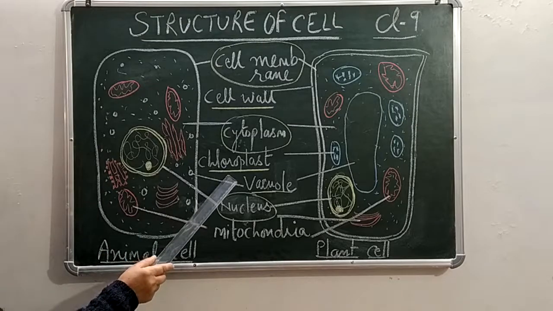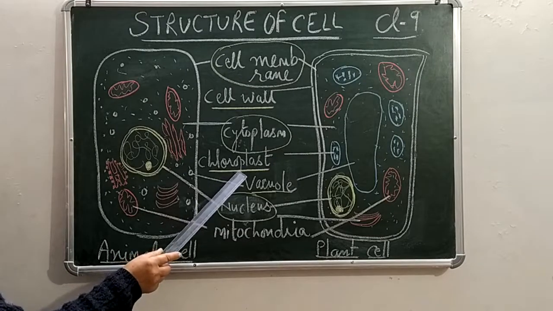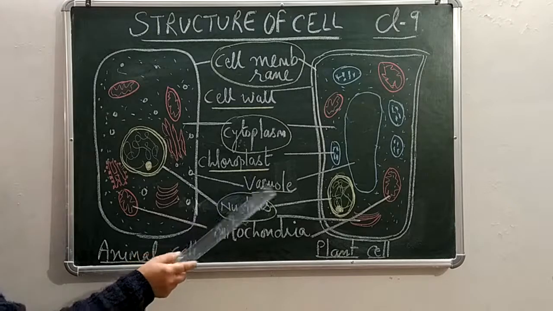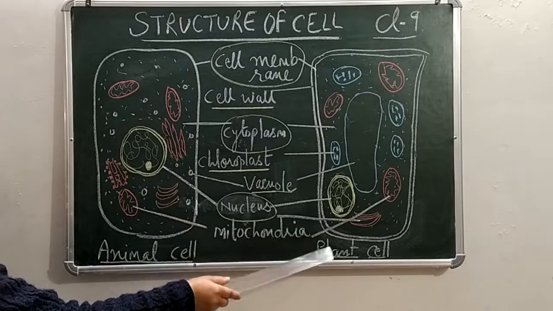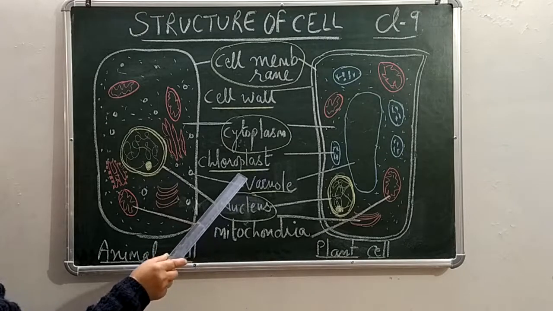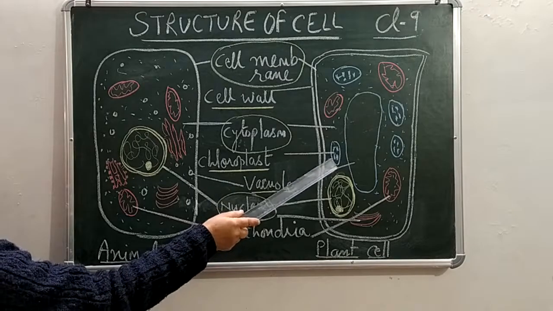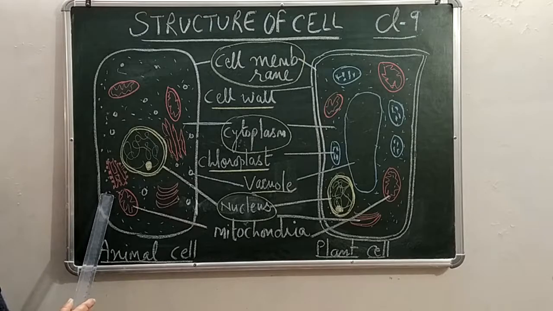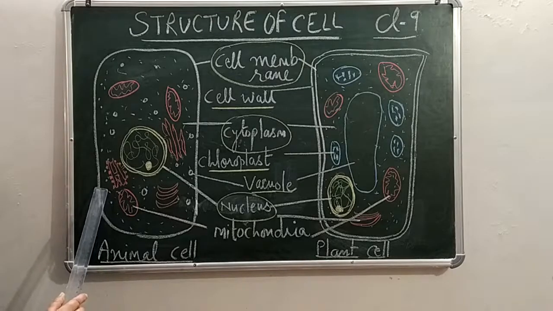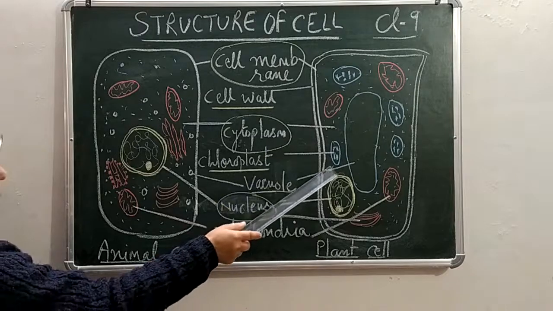Second word which is underlined is chloroplast. Children, this is the structure where the process of photosynthesis takes place. And you all know that photosynthesis is carried out by plants. So these small structures known as chloroplasts, which are the site of photosynthesis, are only present in plant cells, not in animal cells, because animals do not make their own food by photosynthesis.